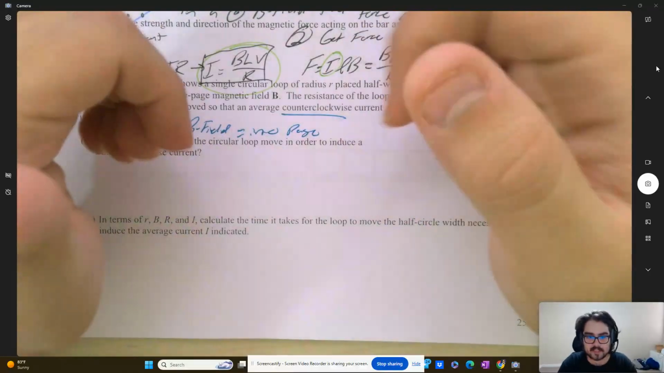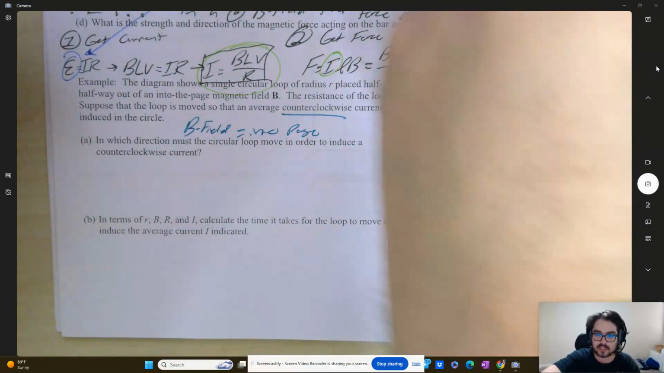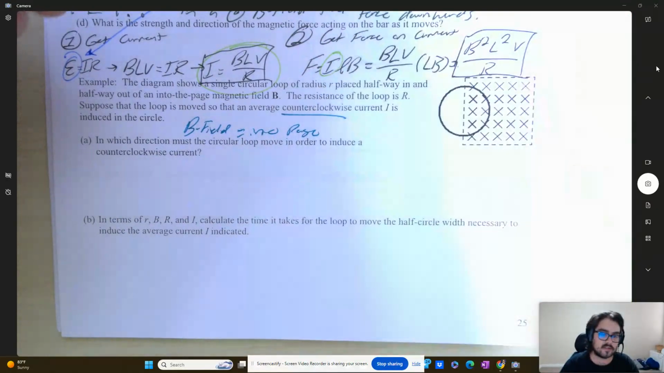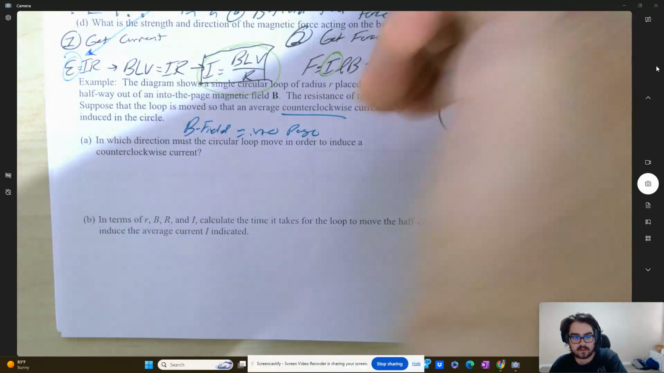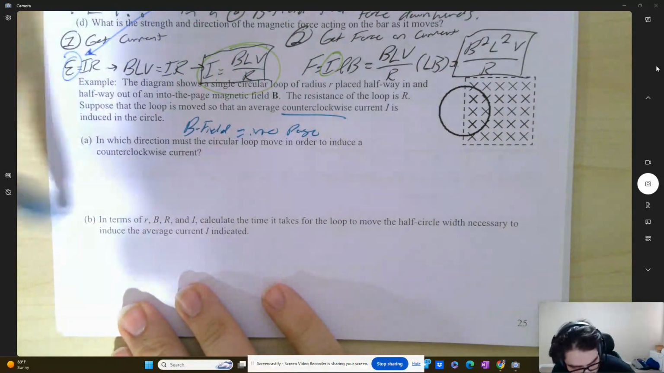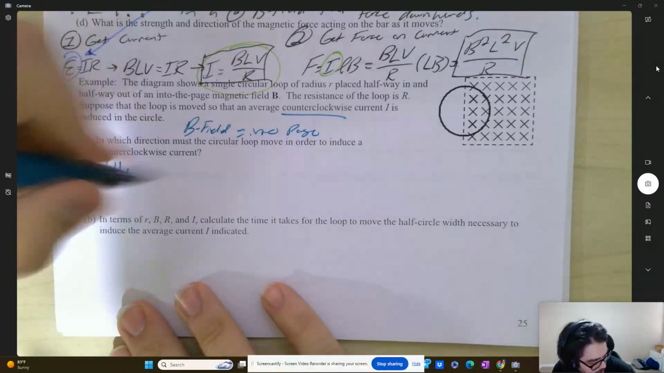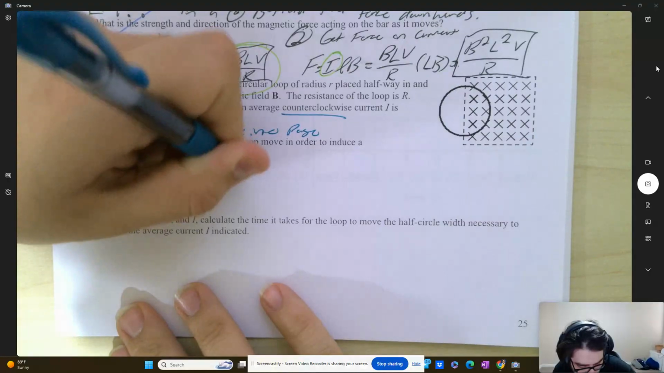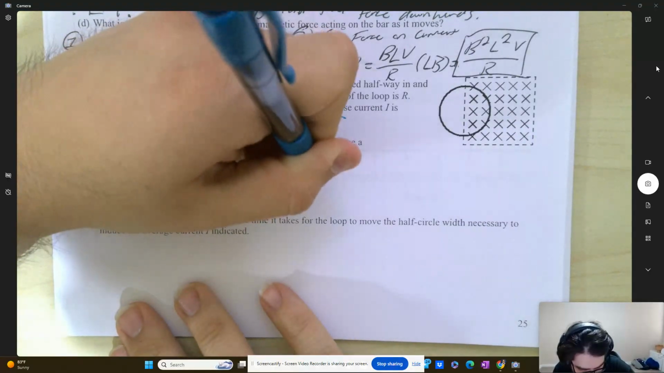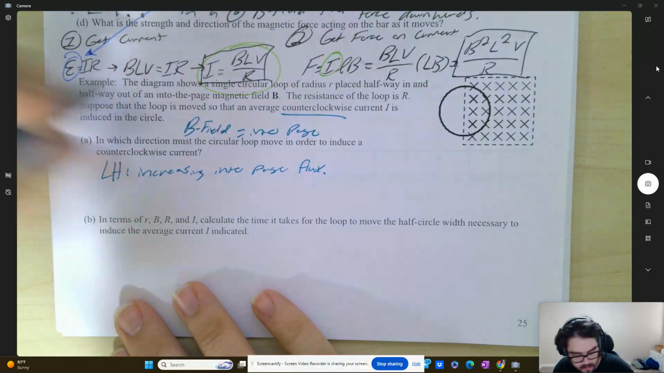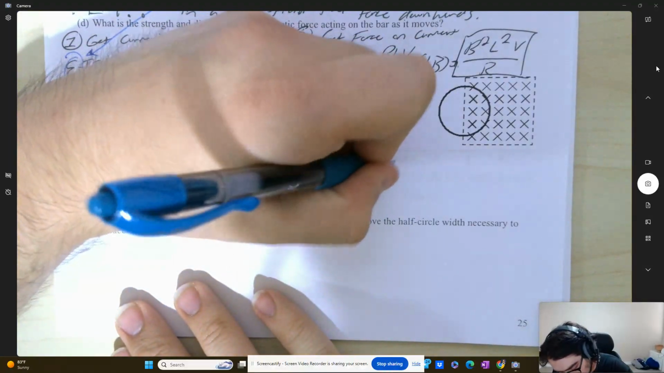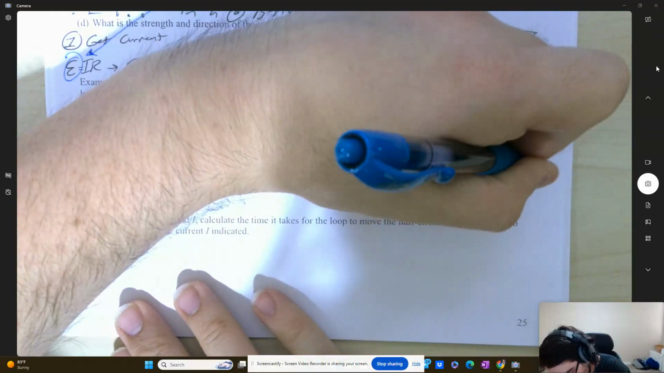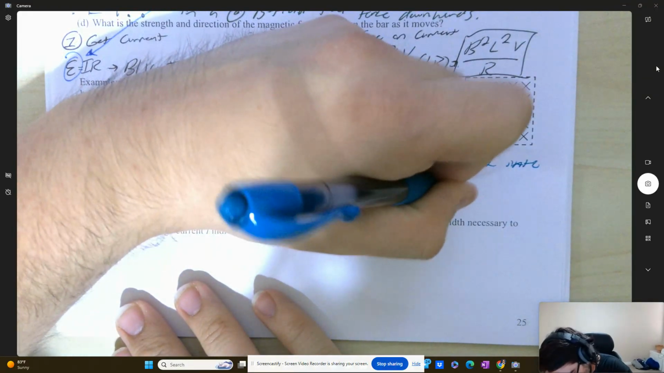Which of our hands is going to give us counterclockwise if we point our thumb into the page? This right here is going to give us a clockwise current, so that's not going to work. Our left hand is going to give us the counterclockwise. That's what we want, so we're using our left hand. That means it's going to be an increasing into-page flux. So it would need to go, so the loop moves right into the B field.